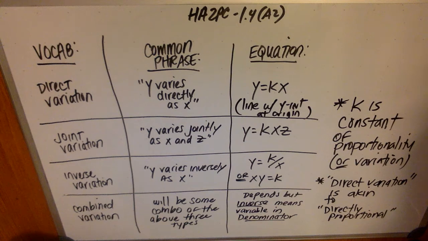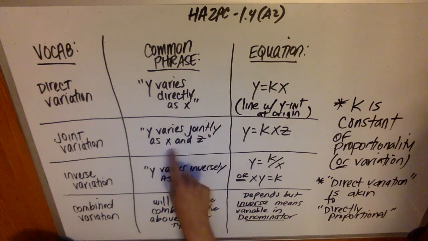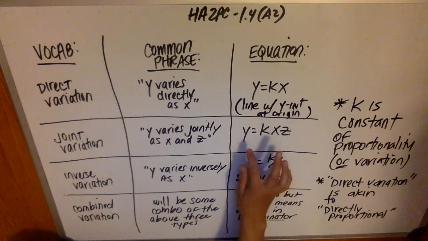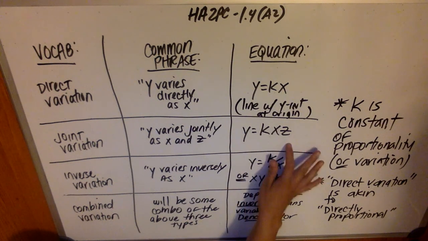The second type of variation listed here is called joint variation. So joint variation is basically just direct variation with more than one variable involved. So y doesn't just vary directly as x, y is varying directly as both x and z, so instead of calling it direct, we say joint. But it means the same thing as direct variation. It's just saying that it is directly proportional to the product of these two quantities. So y varies jointly as x and z is simply y equals k times x times z.